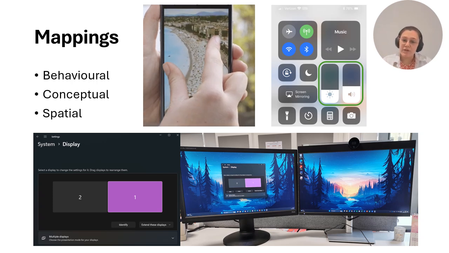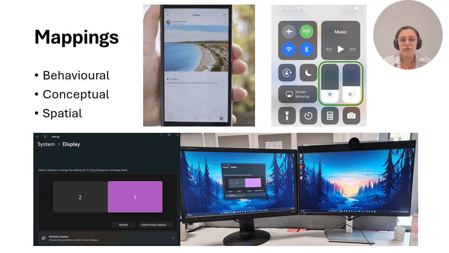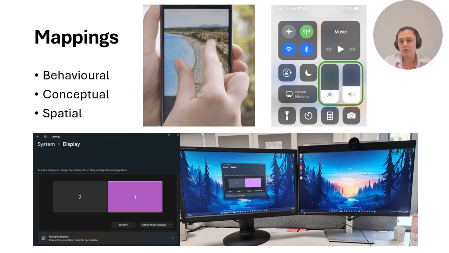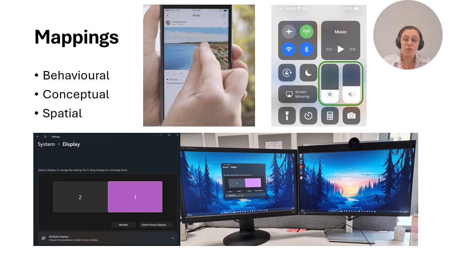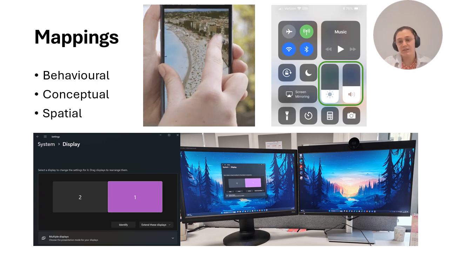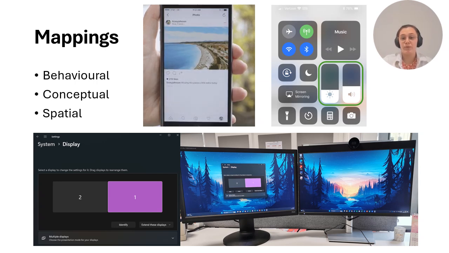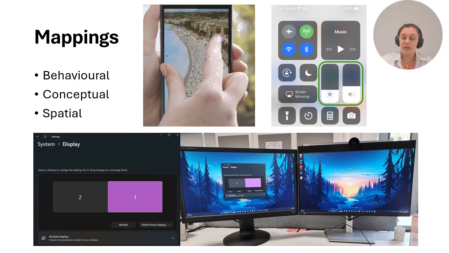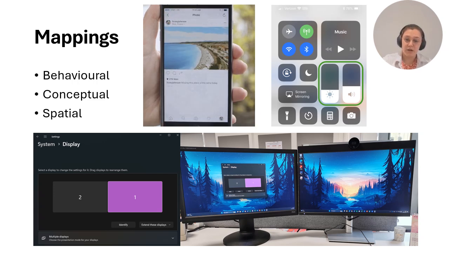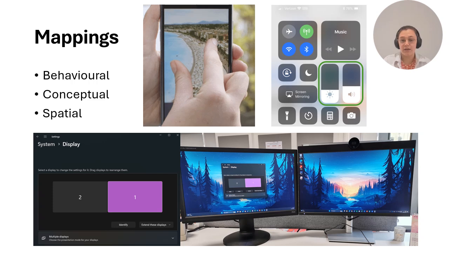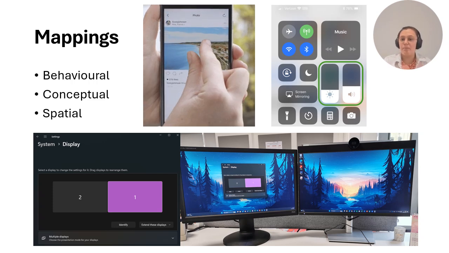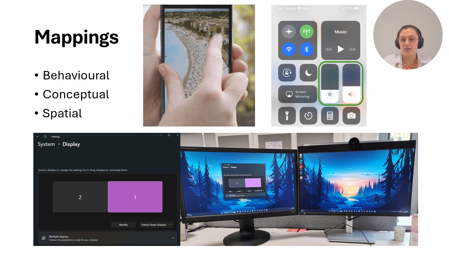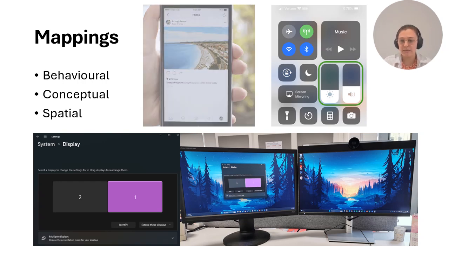And then we also have conceptual or metaphorical mappings, which essentially means conceptually up is more and down is less. So up would be brighter and louder, and down would be darker and quieter. That makes sense because it parallels the concept that up is more and down is less.